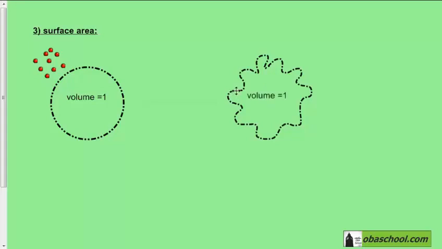It has the same volume of 1 unit, but the difference is that it has a folded membrane. This cell has a surface area of 2 units, and this other cell has a surface area of 4 units, because these folds increase the surface area. They make the membrane longer. Let's say we have the same concentration of substances on the outside of both cells, and both cells have the same volume. So the difference here is in the surface area.